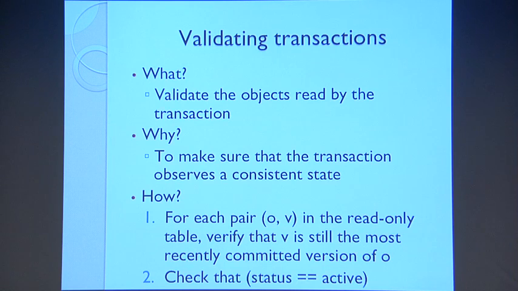What is a validation? A validation is basically looking at the read set, all the objects that we read, and making sure that the transaction is in a consistent state. Basically, looking at the version of each object that we read and making sure that it hasn't changed. If it has changed, or the object is not pointing to a transaction that is in active mode, then we just need to abort our transaction.